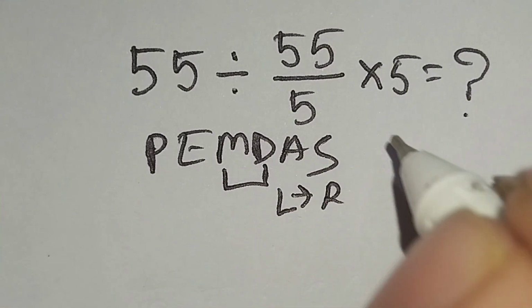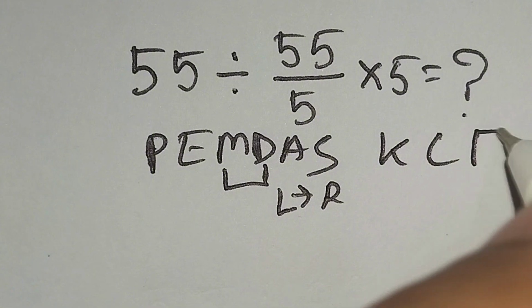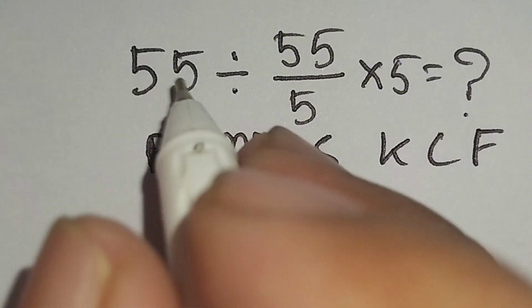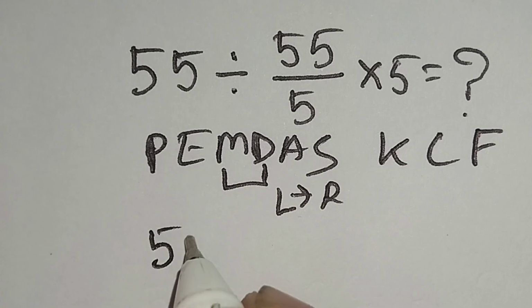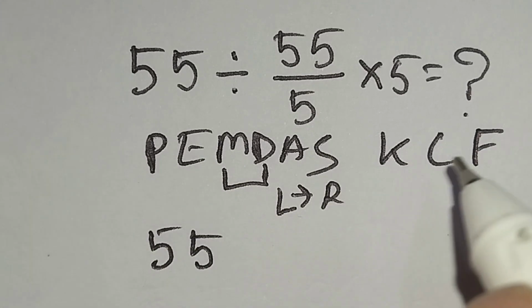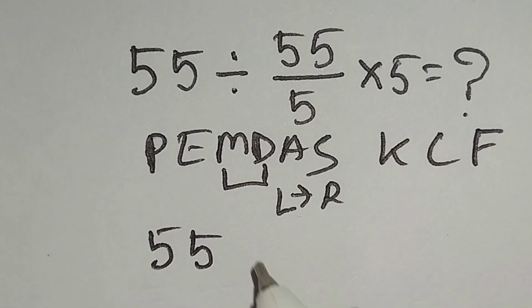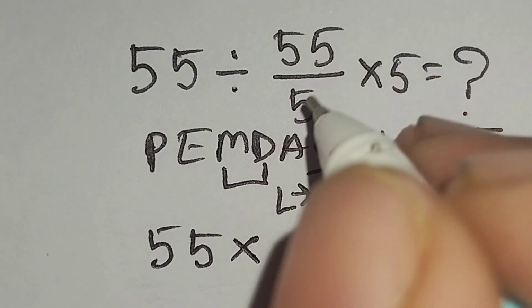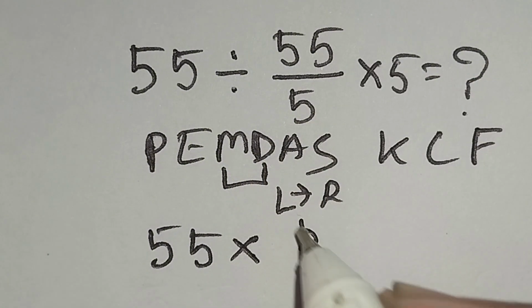And according to the KCF formula, K is for keep, C is for change, and F is for flip. Here this 55 we keep, for changing this division changes to multiplication, and for flip this 55 over 5 becomes 5 over 55.